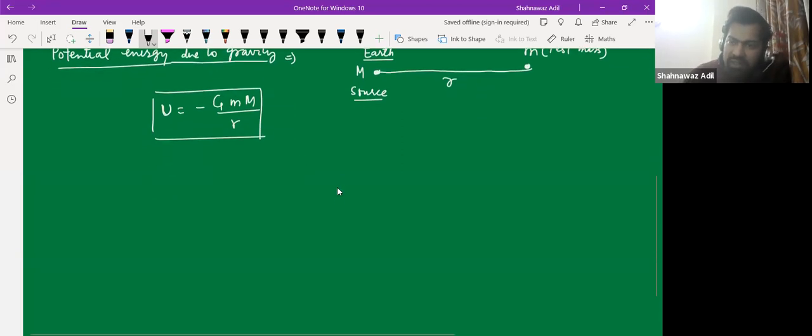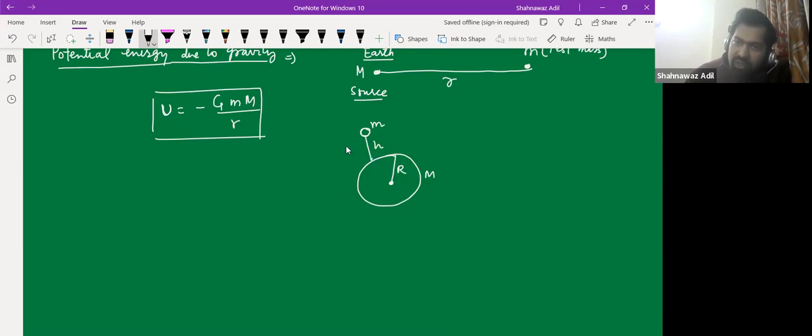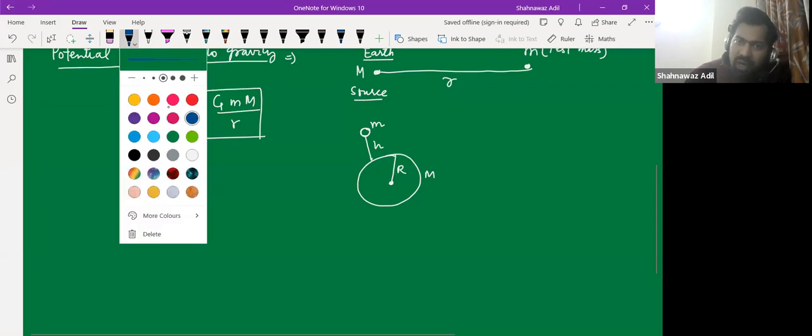If you are at a certain height, let's say this is your Earth, and this radius is R. And if you are at a certain height H, and this is the mass M of the Earth. So then your potential energy due to this mass would be how much?